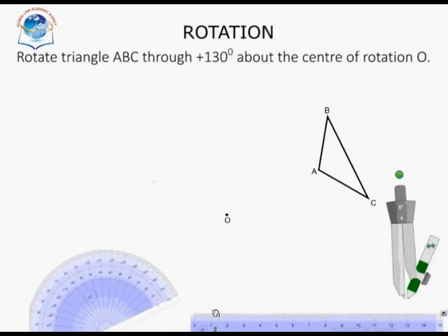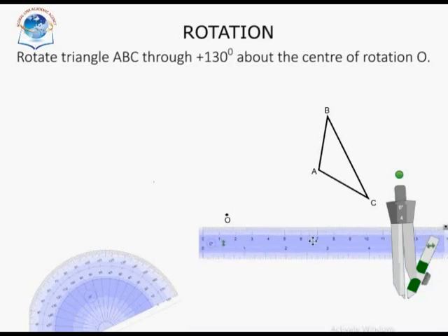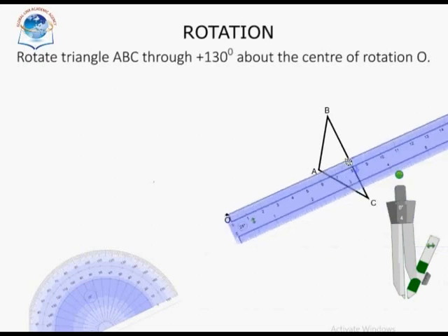For example, rotate triangle ABC through positive 130 degrees about the center of rotation O. First, positive 130 degrees means the rotation is anti-clockwise in this direction. Secondly, we cannot construct 130 degrees, so we will have to measure using a protractor. So let's get started. We start with point A. We join A to the center of rotation O.